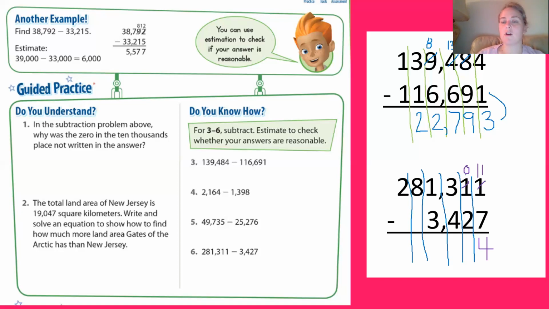Then I look next door. 0 take away 2. Well, if I have 0, I can't take anything away from that. So my 0 is going to become a 10, and my number next door is going to become a 2. Now I can subtract. 10 take away 2 is 8. So I'm going to go ahead and write my 8s.